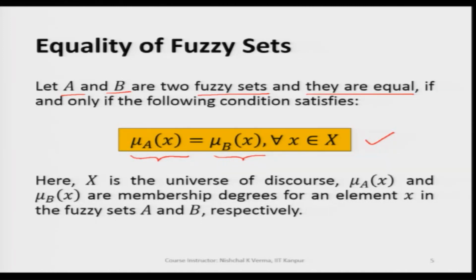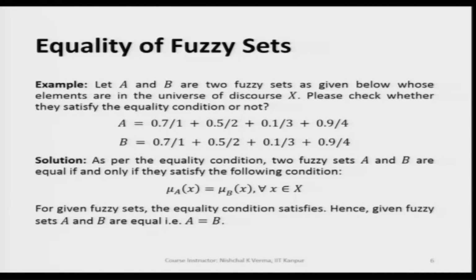So, let us look at this example to better understand. If we have two fuzzy sets A and B, and these are discrete fuzzy sets, this A is a discrete fuzzy set, and this B is again a discrete fuzzy set. Let us now look at these fuzzy sets and their fuzzy elements, meaning the generic variable values and the corresponding membership values. Let us see whether A and B are equal or not.